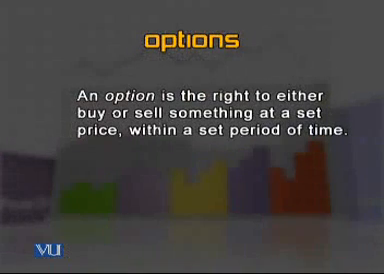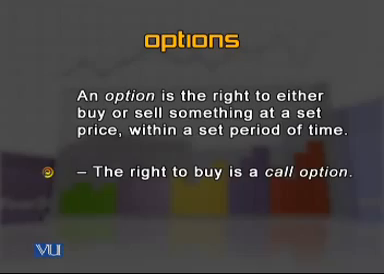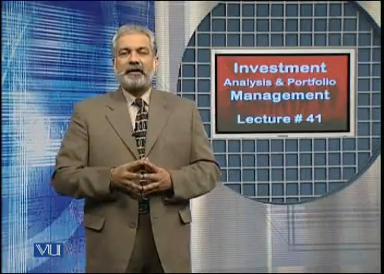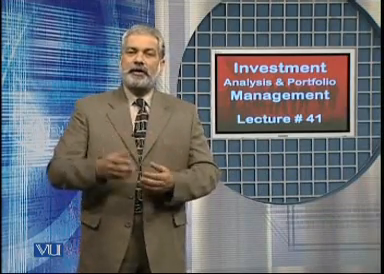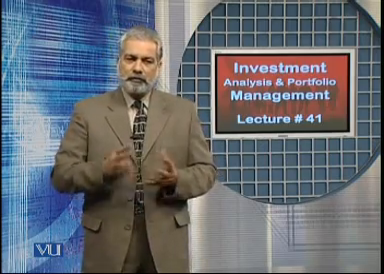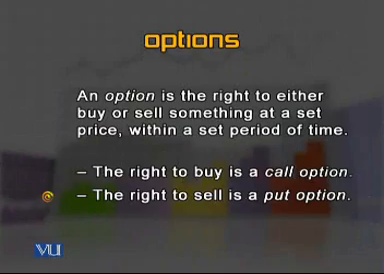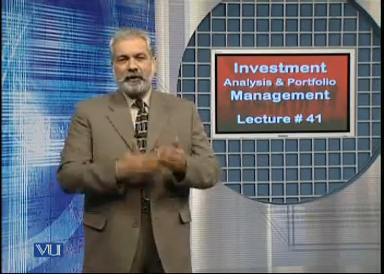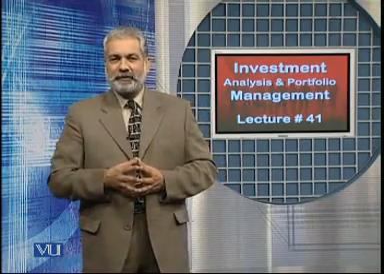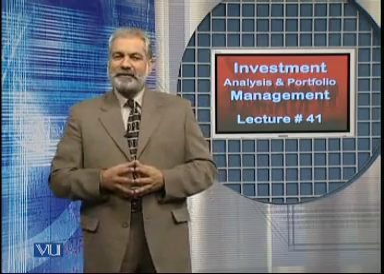So an option is the right to either buy or sell something at a set price within a set period of time. The right to buy would then be called a call option. Now this is where things start getting a little bit confusing, because buying is going long, but in the options market you call it a call option. So buying is a call option. The right to sell would then be a put option. I did always realize that English is a difficult language, but this is becoming even more complex in the financial English language. So buying is call and selling is put.